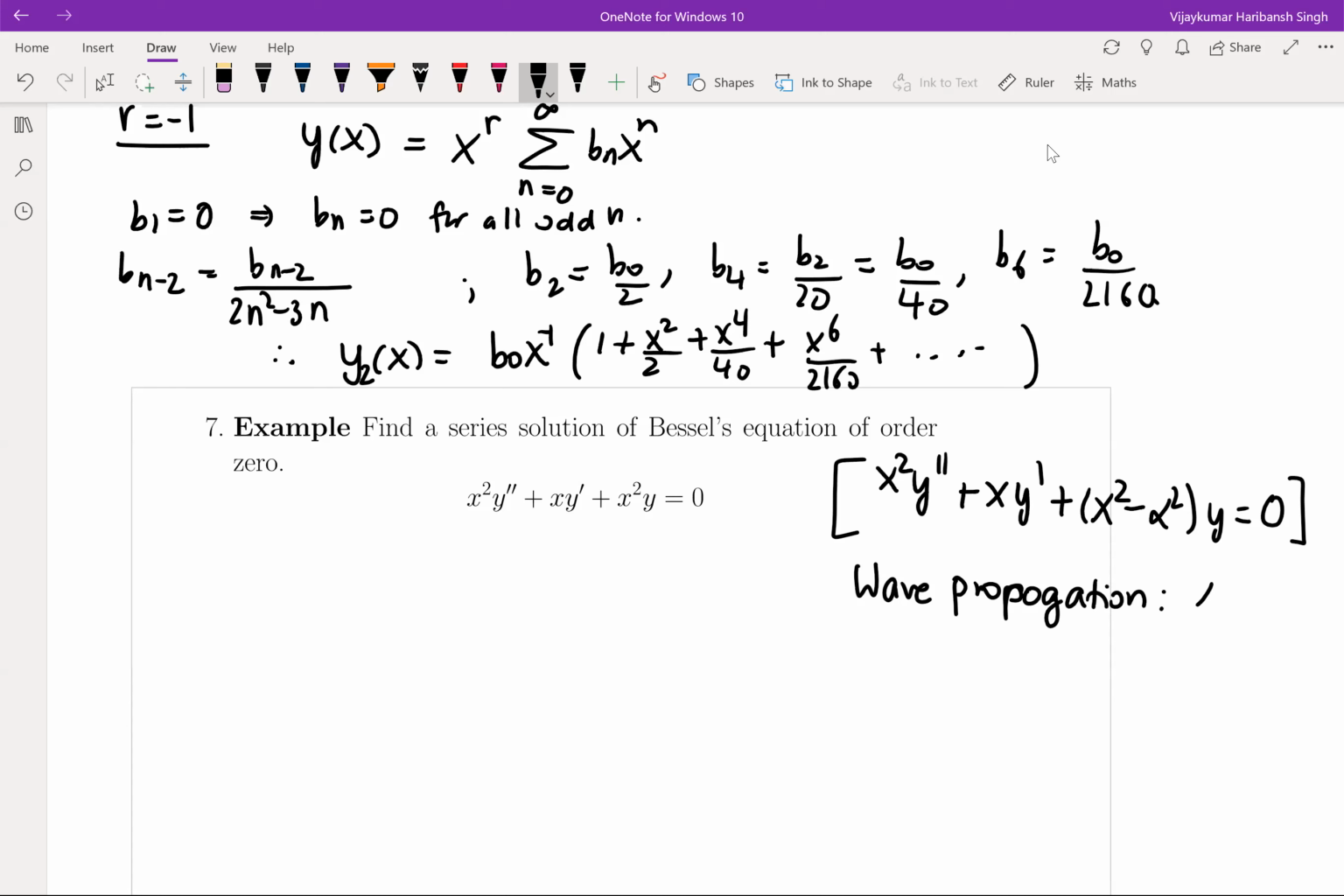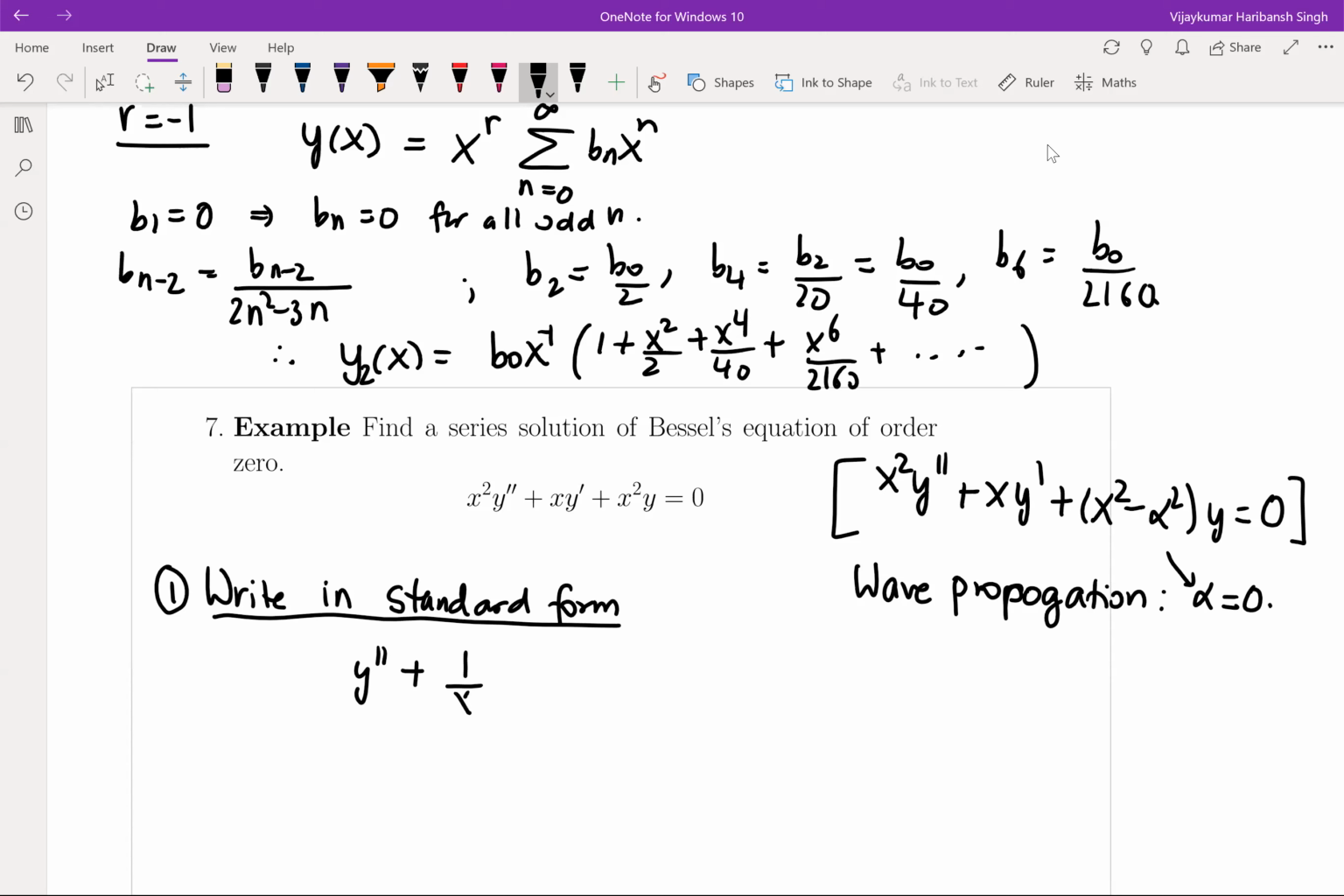And here we have alpha is what? Alpha is 0. So let's first write it in the standard form. So step, write in standard form. So divide by x squared, which will give me y double prime plus 1 by x y prime plus y equals 0. We have p(x) equals 1 over x, q(x) equals 1.